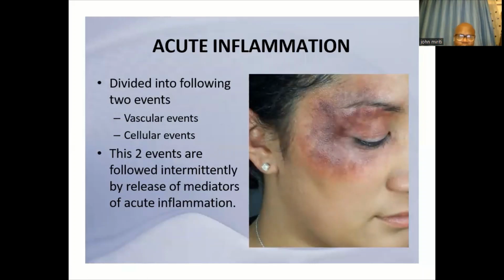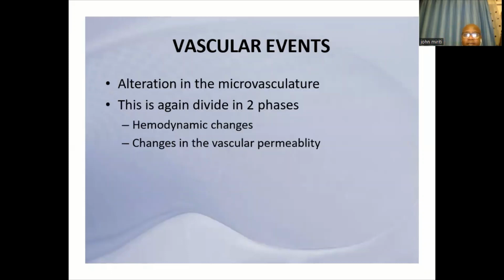Now, inflammation is divided into two events. There is a vascular event, how the vasculature behaves during inflammation, and a cellular event, how cells behave during this inflammation process. These two processes work together, and they are regulated by mediators of inflammation. So let us look at vascular events in cases of acute inflammation.